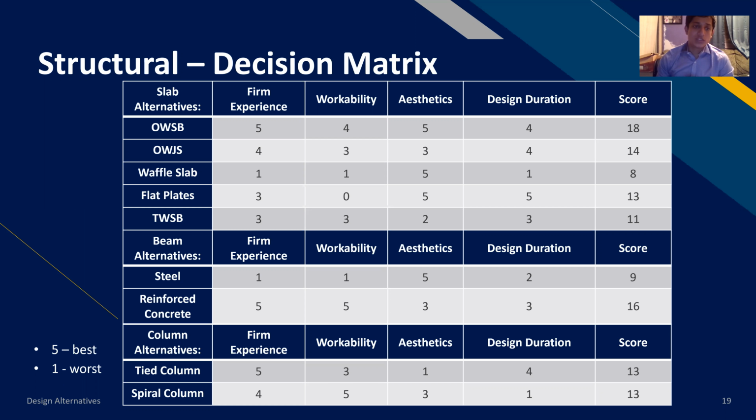We are going to use one-way slab beams, one-way joist slabs, steel or reinforced concrete beams, and for the columns, both the tied and the spiral columns are going to be taken into consideration.